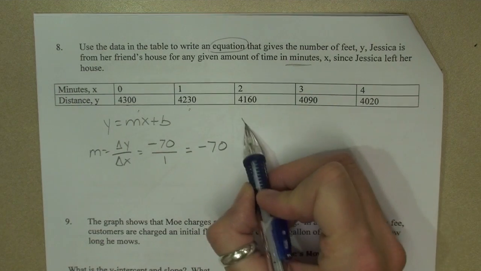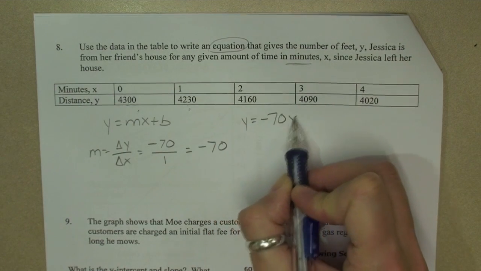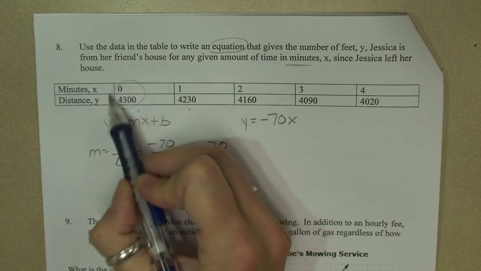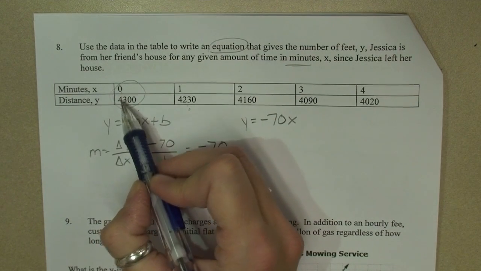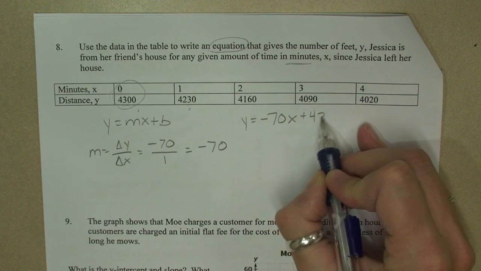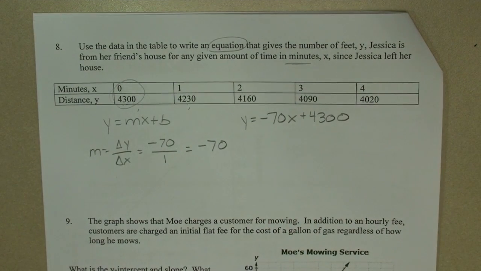So there's my slope. So y equals -70x. And then I already said this is my y-intercept right here. When x is 0, y is 4,300. So there's my equation of that line.